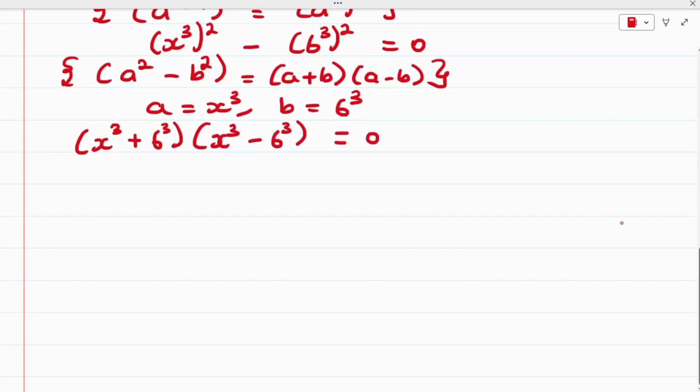So from here we have that x^3 plus 6^3 is equal to 0, and x^3 minus 6^3 is equal to 0. So we want to solve for each of them separately.